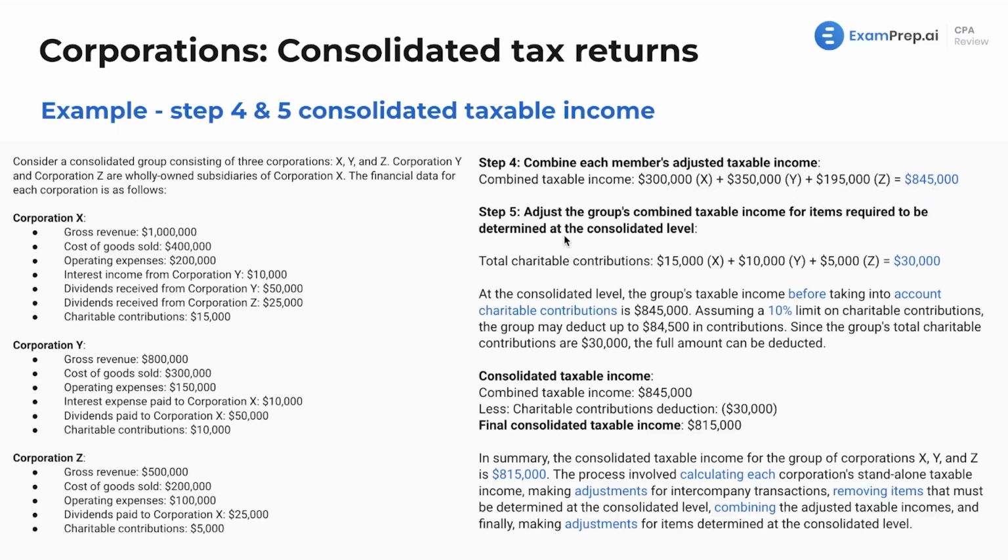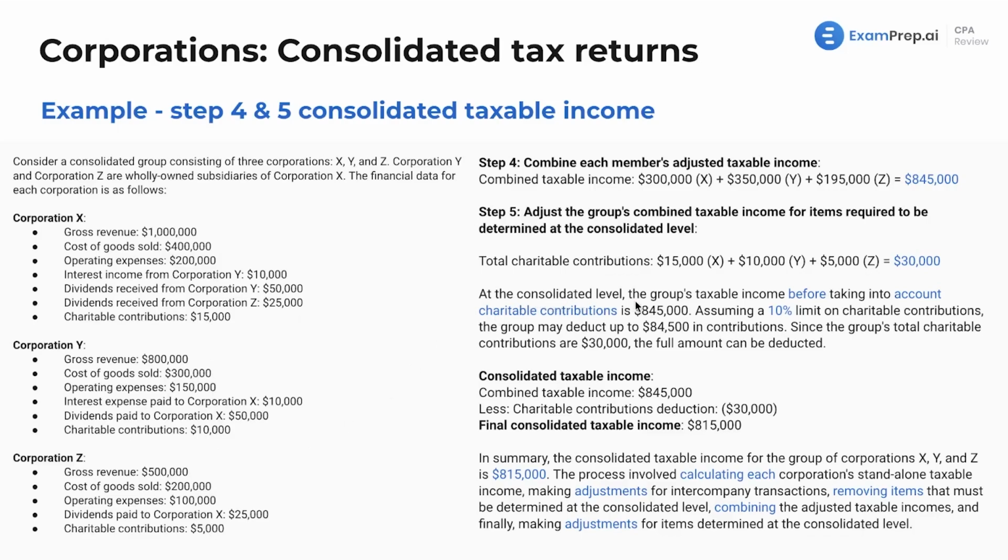Lastly, for step 5, we want to adjust the group's combined taxable income for items required to be determined at the consolidated level. Now, what are items to be determined at the consolidated level? We're going to deal here with mainly our charitable contributions deduction, and we see that that is going to be $30,000, and we derive that from the $15,000 charitable contributions, $10,000 here, and $5,000 here.